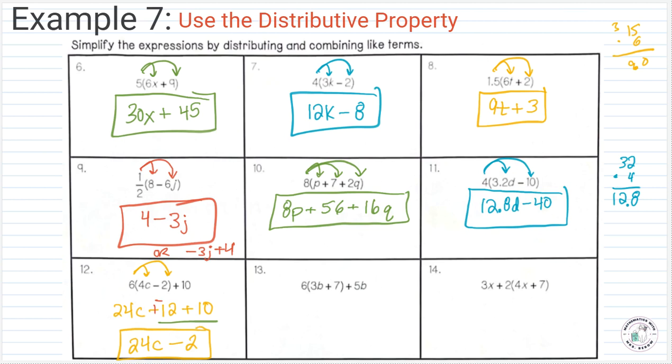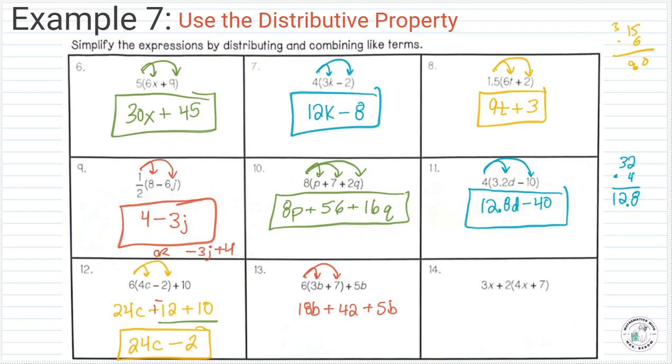Okay, so number 13, same idea. We're going to take whatever is on the outside of our parentheses here. We're going to multiply to everything on the inside of the parentheses. So the 5b not being multiplied to. 6 times 3b is going to be 18b, plus 6 times 7, which is 42, plus we have the 5b that's just hanging out there.